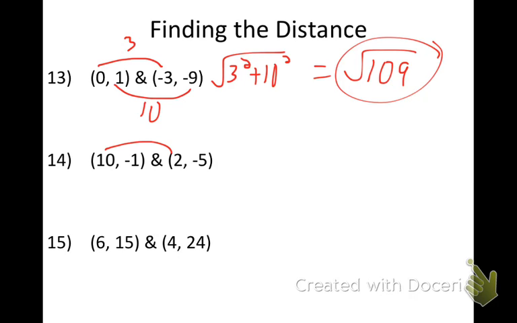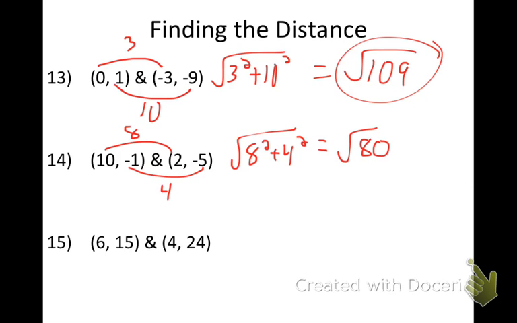Number 14. Cole, what's the difference in my x values? What's the difference in my y values? 4. So I have the square root of 8 squared plus 4 squared, which is what, Cole? Isn't it the square root of 80? Okay, now Algebra 2 students, how does the square root of 80 break down? 16 times 5. What's the square root of 16? 4. So my answer there is 4 square root of 5.